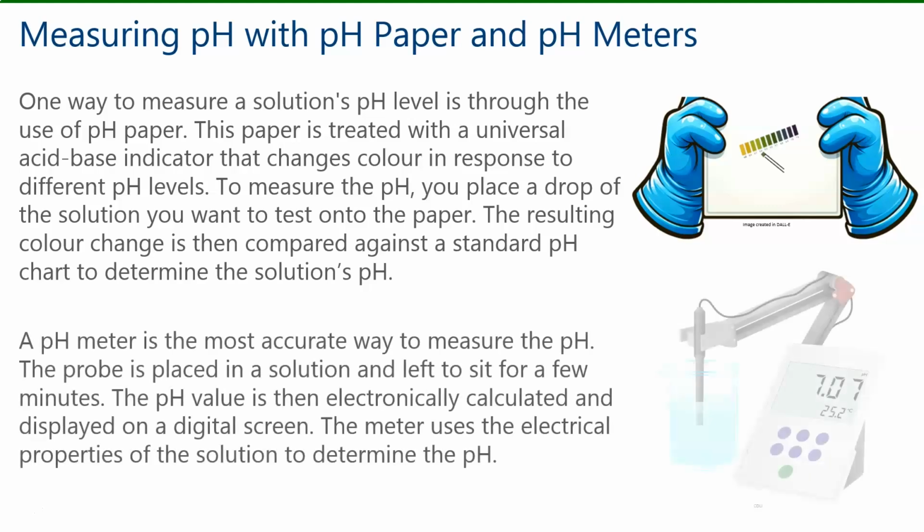A pH meter is the most accurate way to measure the pH. The probe is placed in a solution and left to sit for a few minutes. The pH value is then electronically calculated and displayed on a digital screen. The meter uses the electrical properties of the solution to determine the pH. You can see the pH of the solution being measured here is 7.07. What do you think this solution is? If you guess water, you're right.